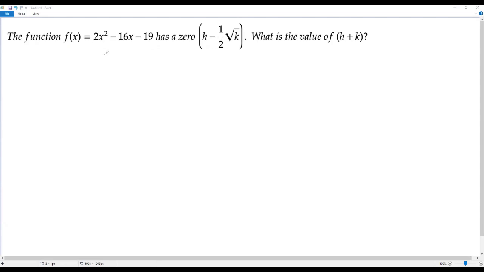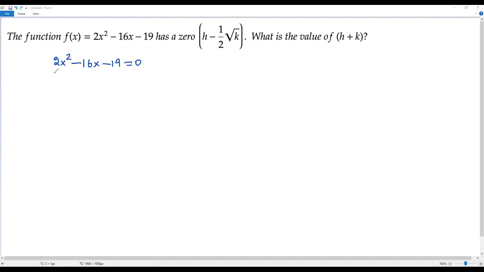So when I want to find the zeros of a given function, I have to plug in 0 for f of x. When I plug in 0 for f of x, I get the quadratic equation 2x squared minus 16x minus 19 equals 0. If I solve this quadratic equation, I'll get two solutions, two values for x, or two zeros. But one of the zeros is given over here.